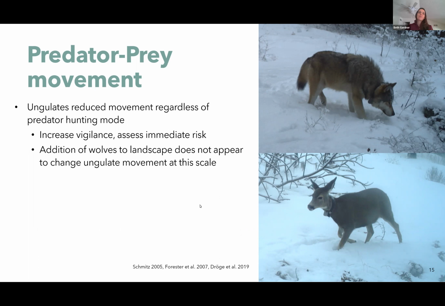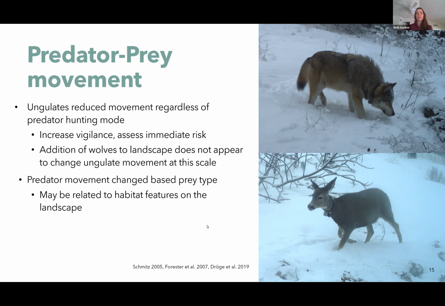So again, it's always important to think about that. We had 4-hour fixed rates on those collars. That is a little bit of a coarser temporal resolution. We also saw that predator movement changed based on prey type. And one thing I want to emphasize here is that a lot of the species also changed their movement behavior in response to habitat features.